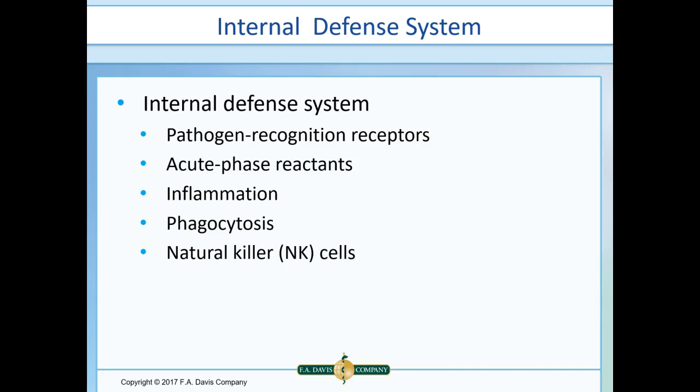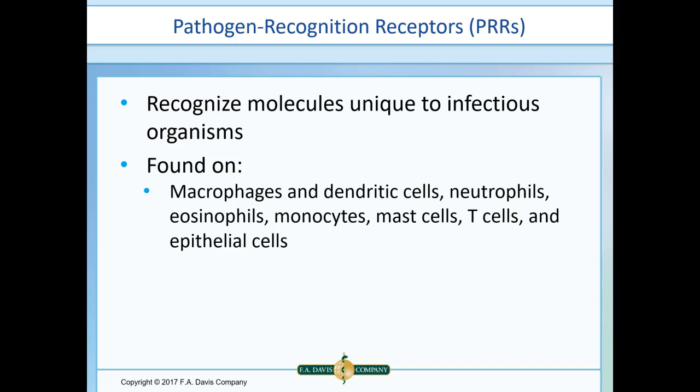And then we also have those natural killer cells that are able to go in and just destroy any foreign organism, which is a type of a T cell, which is kind of strange because we don't consider them to be phagocytes, but they do have that role as well. These pathogen recognition receptors that I keep referring to recognize molecules unique to infectious organisms. We find these on macrophages, dendritic cells, neutrophils, eosinophils, monocytes, mast cells, T cells, and epithelial cells.